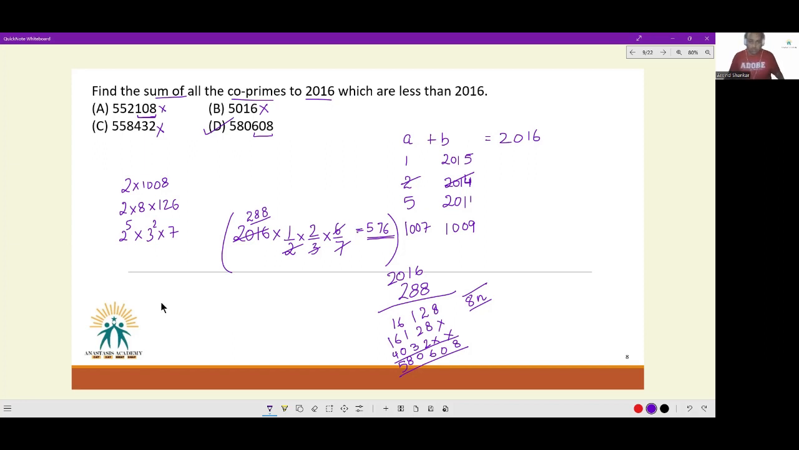There are two parts to this. First is identifying how many co-primes will be there under 2016. And then their summation idea comes from A plus B is equal to 2016. There will always exist a pair that adds up to 2016. If A is coprime, B also has to be coprime. So the number of coprimes you've got, you break it down into pairs, and then every pair gives me a summation of 2016. You multiply it, you get your answer.